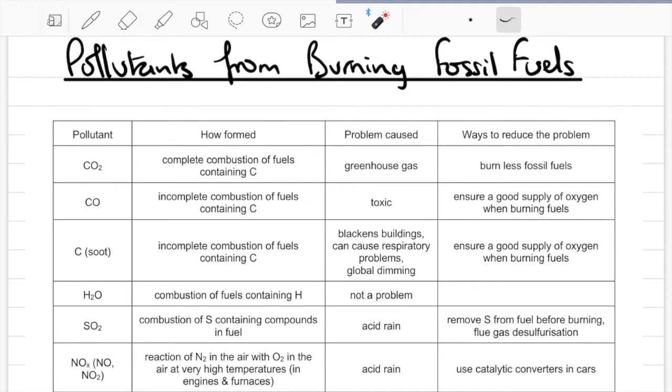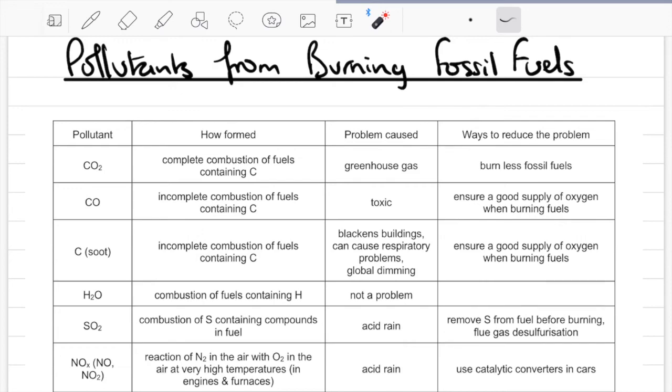And we can now think about why it's unreactive. You may have even done the dot and cross diagram at GCSE, but if you think about the bonding between the nitrogen atoms, we've got a triple bond, a triple covalent bond. So it's very strong, and a lot of energy would be needed to break that triple bond. So nitrogen is very unreactive. I wouldn't say it was inert, sorry, it's very unreactive.